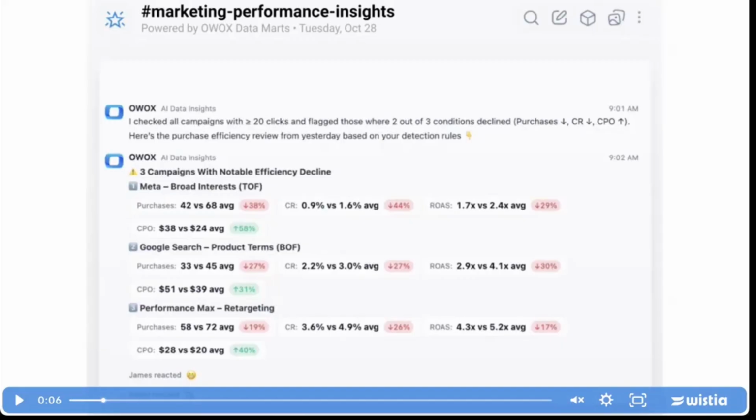So let's look at the first insight. The goal is simple. Highlight the key campaigns that are underperforming today.